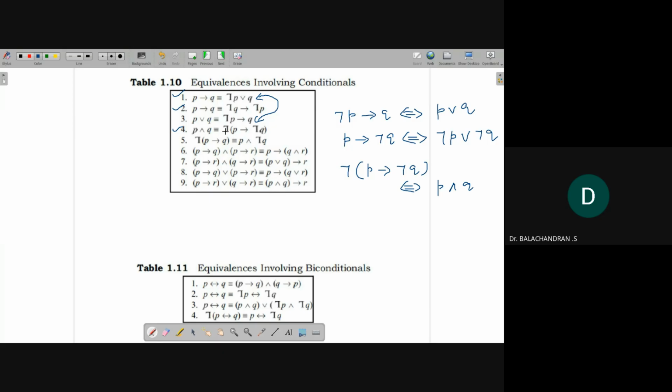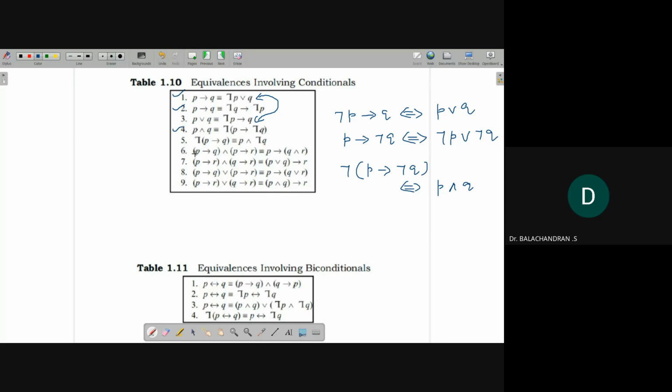Next, the fifth one: negation of P implies Q is equivalent to the similar way. First you should write P implies Q and then put the negation. So the basic one is the first one, and the second one. From the first two, I think you'll get up to 3, 4, 5. Next I'll go to the sixth one.